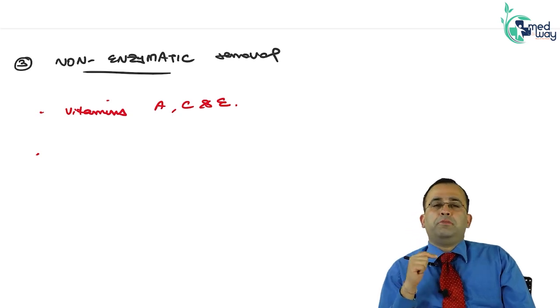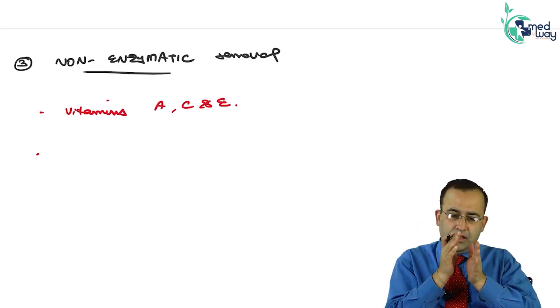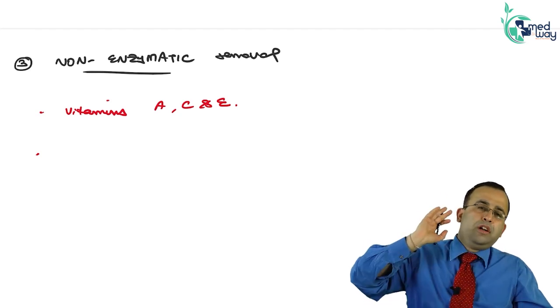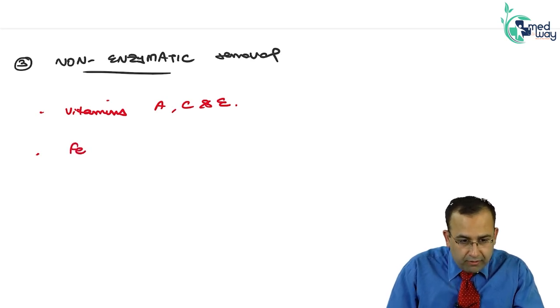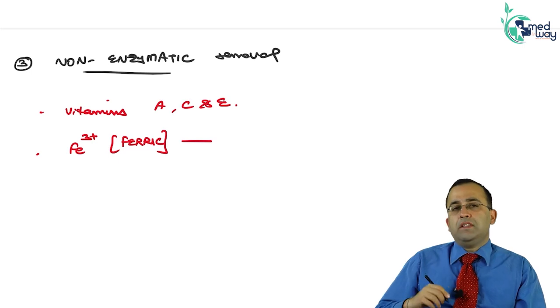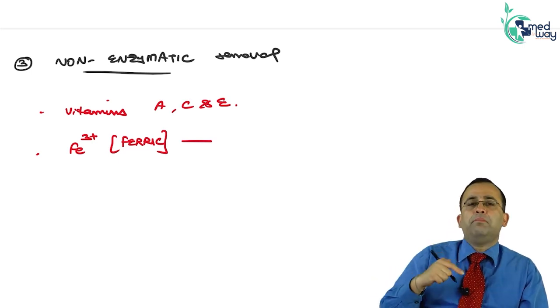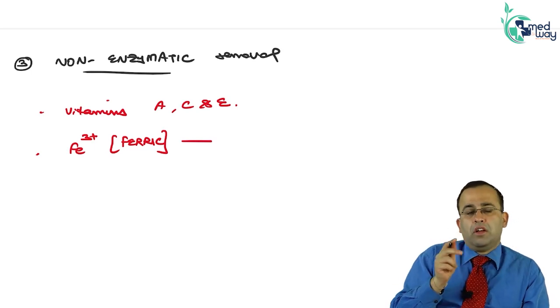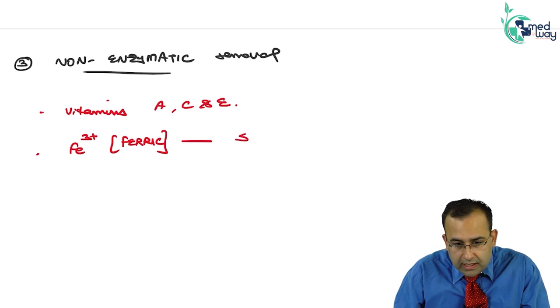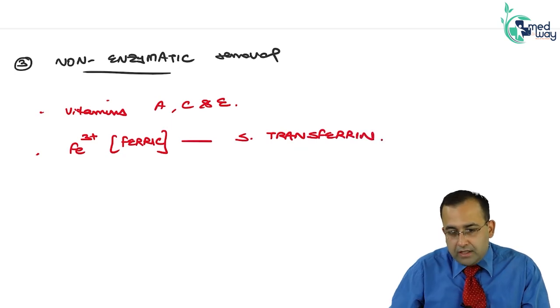Next, now again you tell me this. Which is the transport form of iron? Ferrous या ferric? We'll do that when we study RBC disorders in hematology. We will see कि ferric, Fe3+, is the transport form of iron. That means it is getting transported in blood, it is bound to which protein? Bound to serum transferrin.